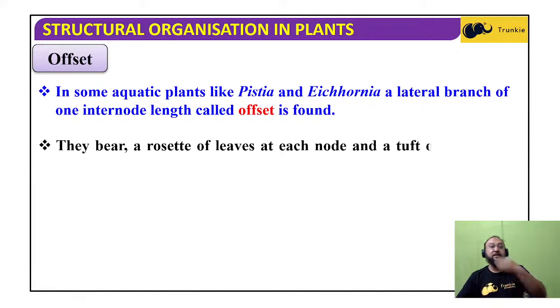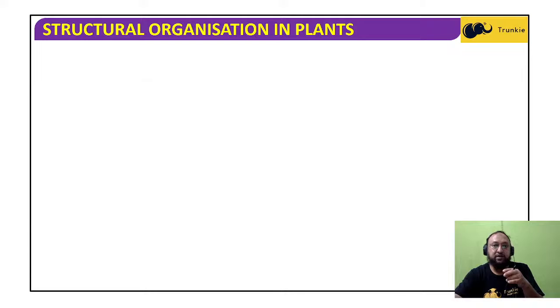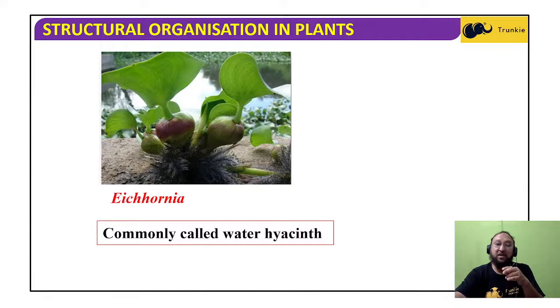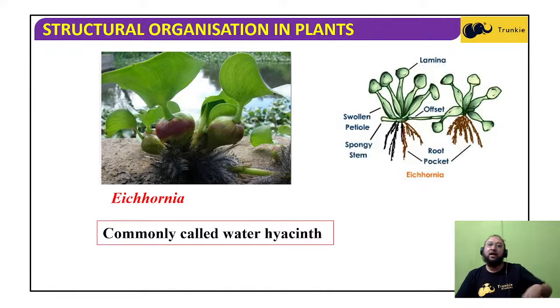Now offset. This is also very interesting. In some aquatic plants like Pistia and Eichhornia, a little branch of one internode length called an offset is found. I will show you in the picture. They bear a rosette of leaves concentrated at one region at each node and a tuft of balancing roots arising from the base of the discoid stem. You see this, Eichhornia, commonly called water hyacinth.